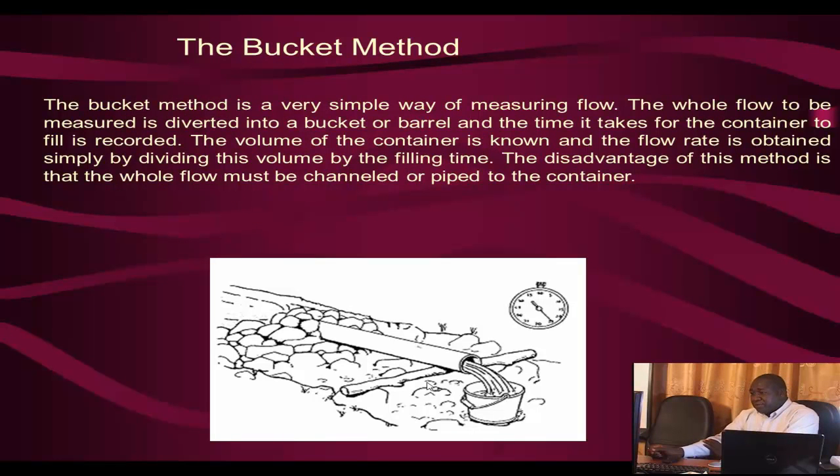The bucket method is a very simple way of measuring flow at any site. The whole flow to be measured is diverted into a bucket or a barrel, and the time it takes to fill the barrel is recorded. The volume of the barrel or container is always known, and the flow rate is obtained simply by dividing this volume by the filling time. However, the disadvantage of this method is that the whole flow must be channeled or piped into the container, the bucket, or the barrel.